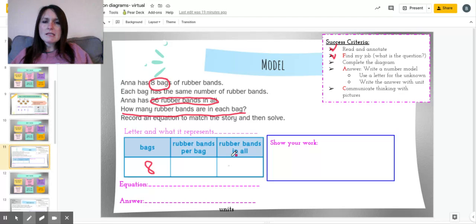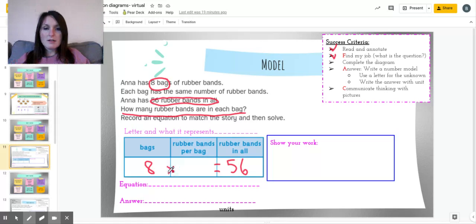It says rubber bands in all. There are 56 in all. I know that means my total, so I'm going to write 56. I know this is what it's going to equal. So 8 times what equals 56?